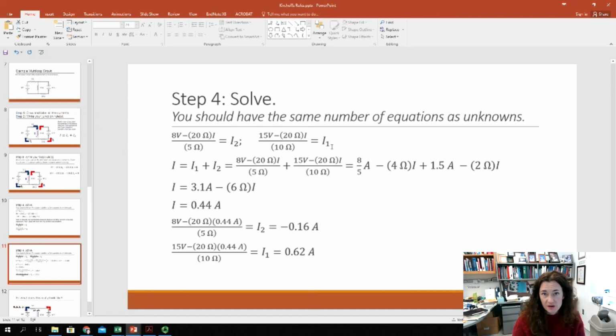Now I'm going to take what I had for I and plug it back into my equations for I1 and I2 at the top of the slide. When I do that, plugging in 0.44 amps, for I2 I end up with minus 0.16 amps. And for I1 I end up with 0.62 amps. Okay? Now you can see I got a negative number. Alright? It's not a catastrophe. All it means is that I drew that current in the wrong direction.